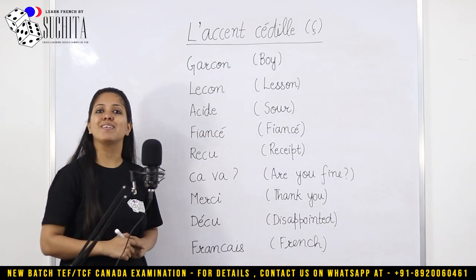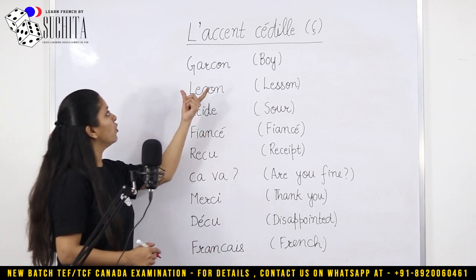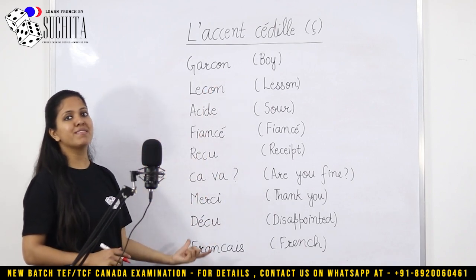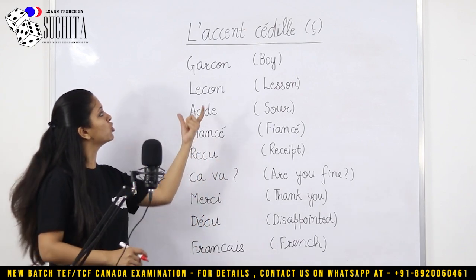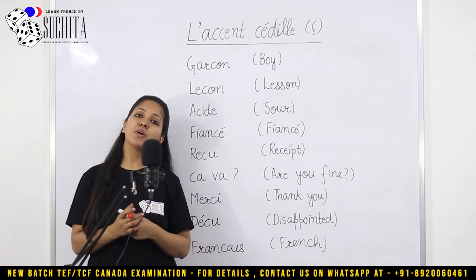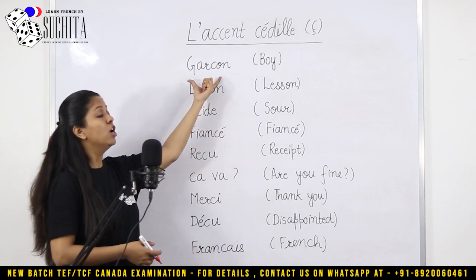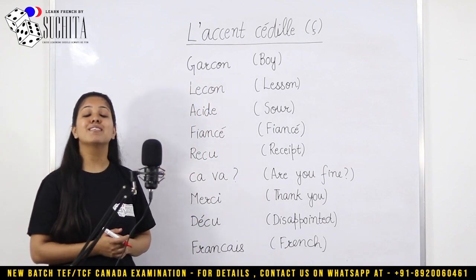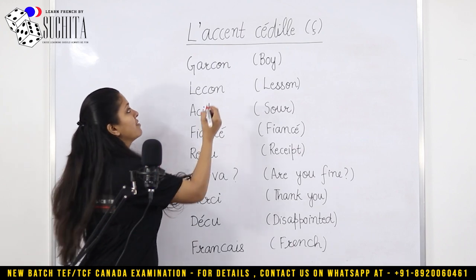Now here I have written a few examples in order to explain to you the concept of accent cédille. Now in all these examples, I have not put the accent cédille. I'm going to explain and then I'm going to put it. Let's say the first word. First of all, you should know the pronunciation of the word, only then you will be able to apply it. Now, let's say the first word, it is pronounced as garçon. Garçon. Now, look at this combination.